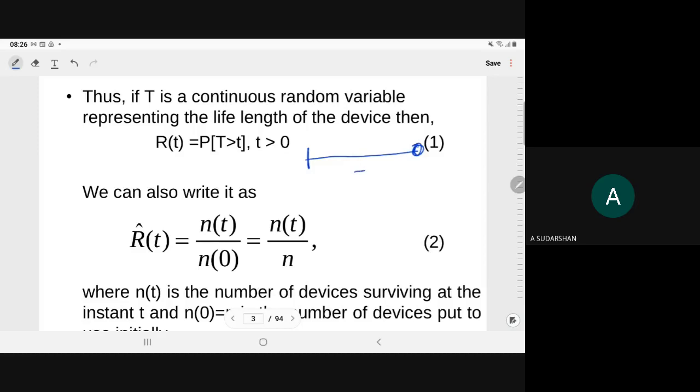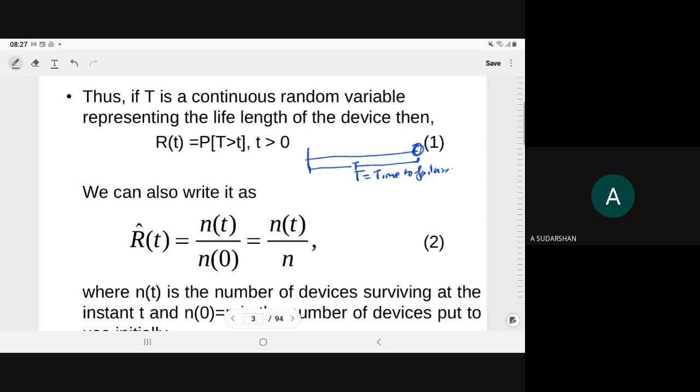This is the t, which we call the time to failure. Time to failure means at the time t it is failing. So t is a continuous random variable. It can be 1 second, 1 minute, 1 year. It is a random variable, and since it is time, a continuous random variable representing the life length of a device.